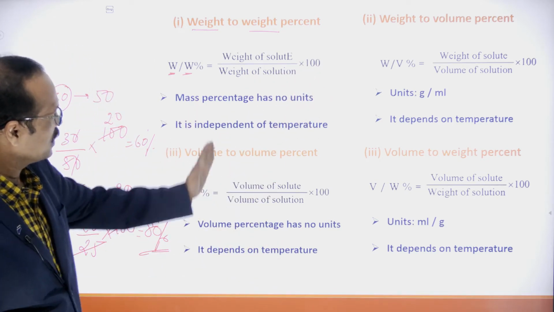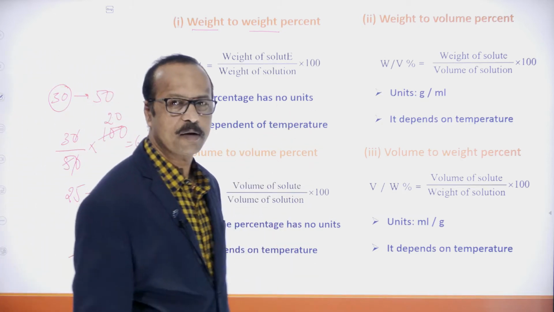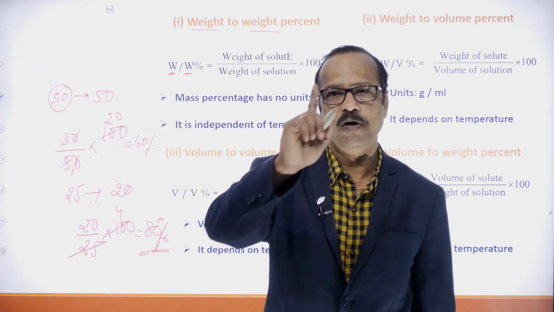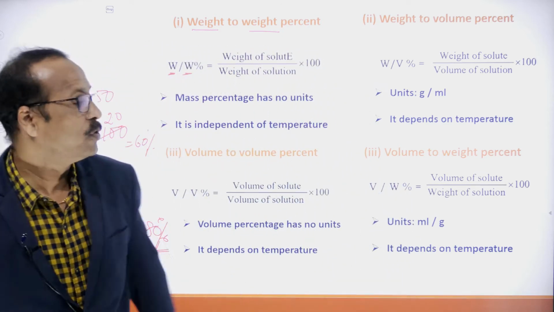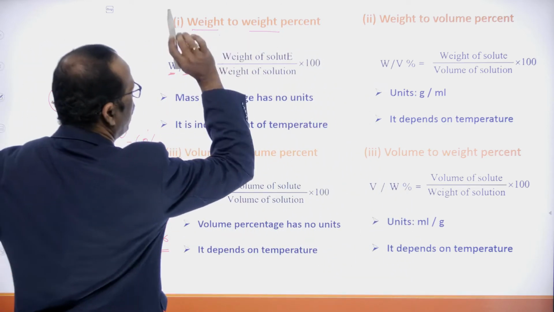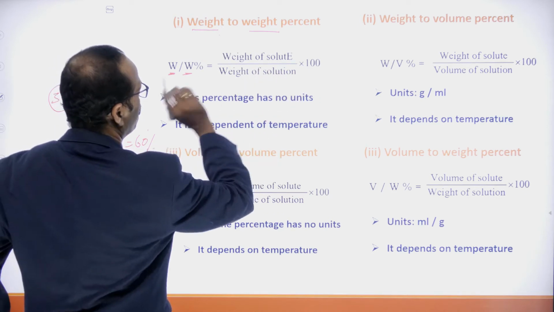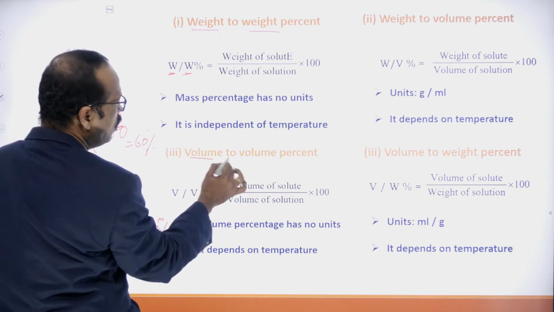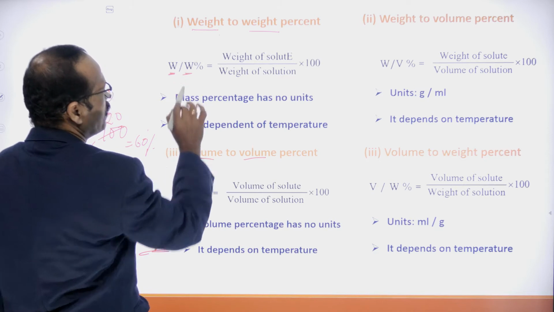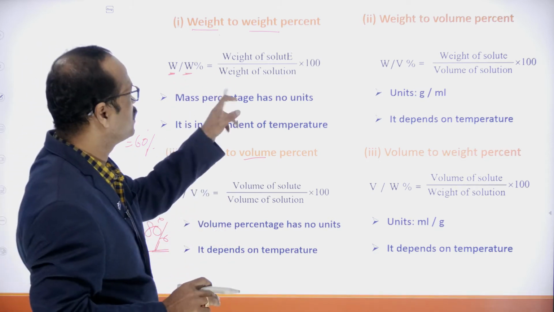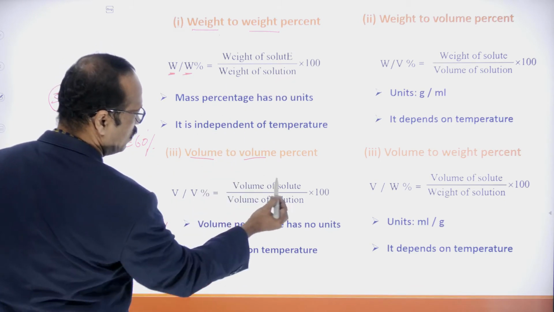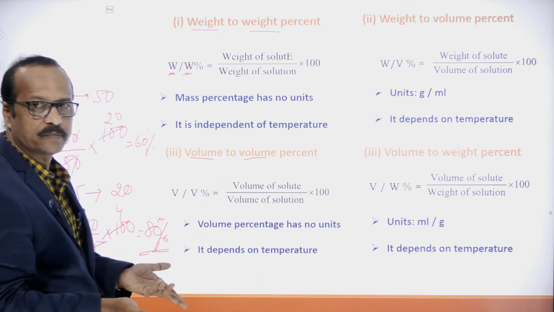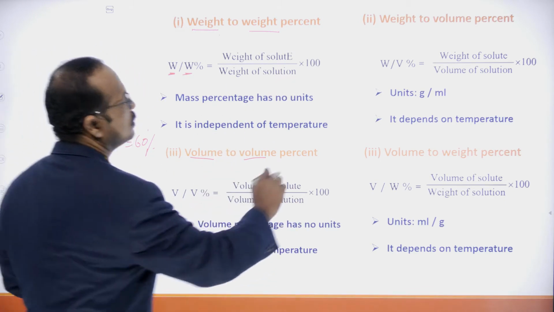Easy. Everything, see 1, 2, 3, 4, I kept all in one slide only. If you can learn one formula, you know all these formulas. Only where you need to change, you change it. Weight to weight: weight of solute by weight of solution, you know that. Now next, volume to volume. Just replace W by V, weight by volume. So volume of solute by volume of solution into 100. See here. Clear?